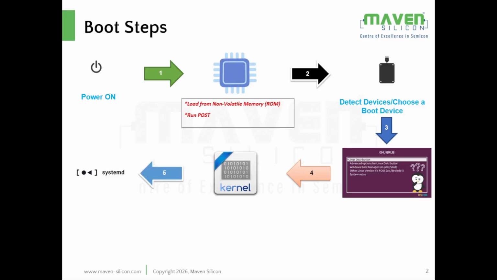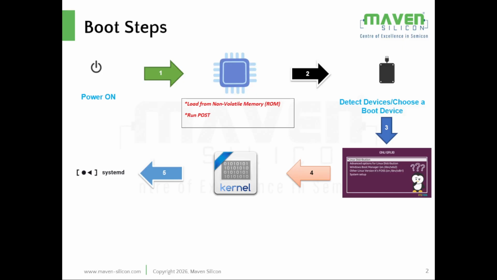After mounting the real root file system, the kernel launches the first user space process, with the process ID PID 1. On modern systems, this is systemd. This process is critical because all other processes and services are started from it.